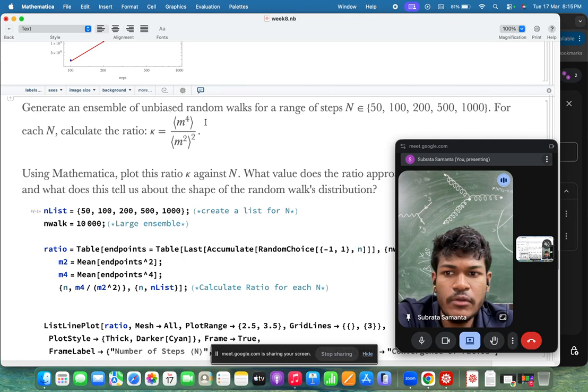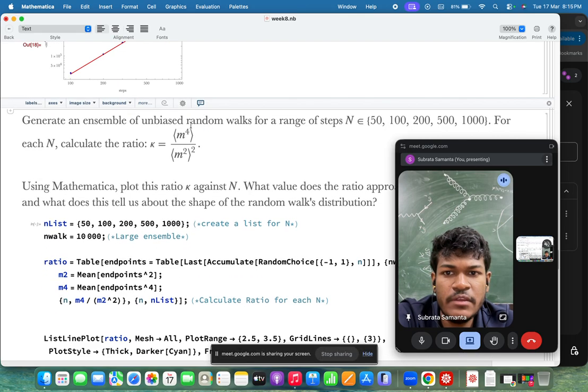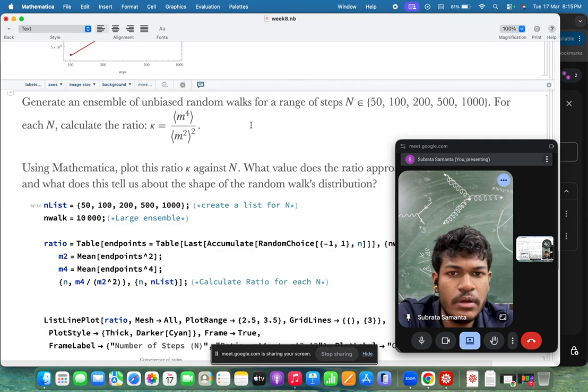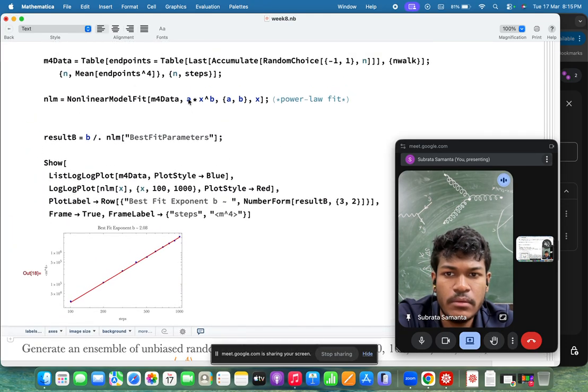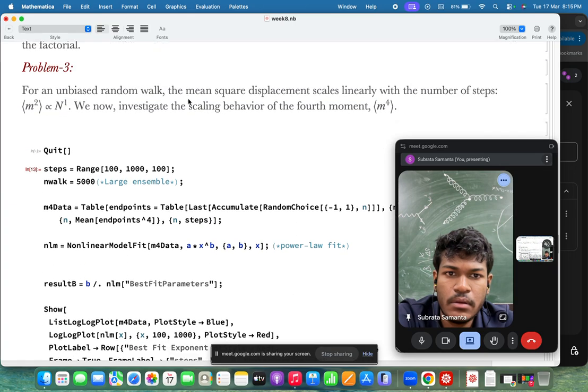So, we can also generate an ensemble for unbiased random walks for this range of steps, and for each n we can calculate the ratio. So, unbiased, I am not putting any bias. Moving plus 1 or moving minus 1 both have the same probability, plus up. So, this is an unbiased random walk and I calculate the ratio. So, what should be the ratio for each n?